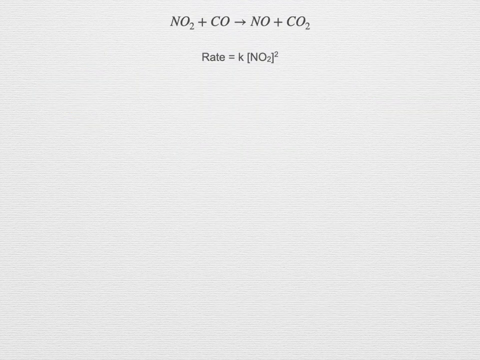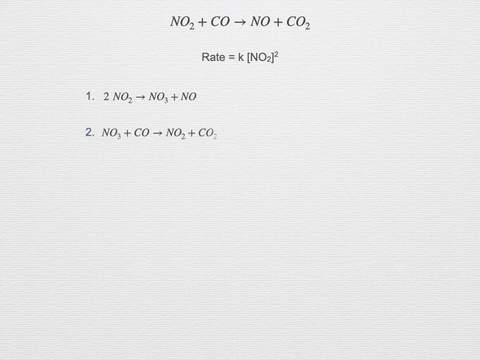Consider the reaction between nitrogen dioxide and carbon monoxide. Nitric oxide and carbon dioxide are the products. Experimentally, we find that the rate law is second order in nitrogen dioxide. The following reaction mechanism is proposed to explain this observed rate. 2 NO2s react to form NO3 and NO, and then NO3 plus CO goes to NO2 and CO2. If you add these 2 equations together, you do get the original balanced equation.